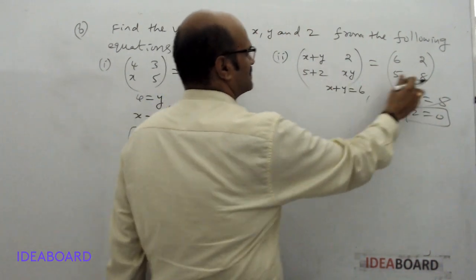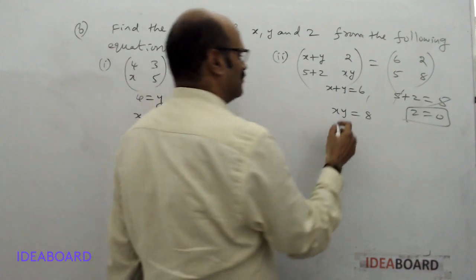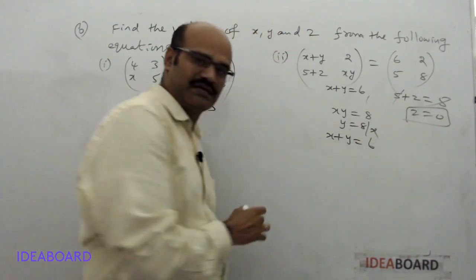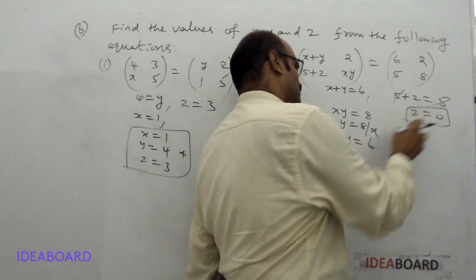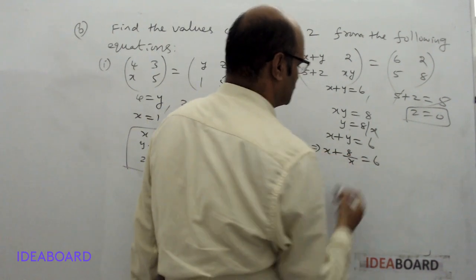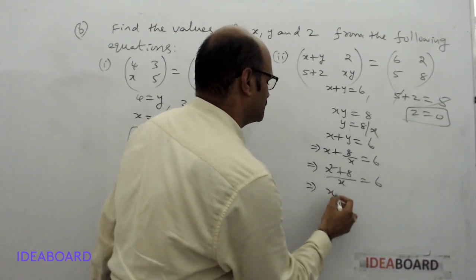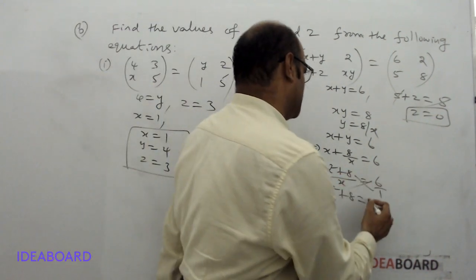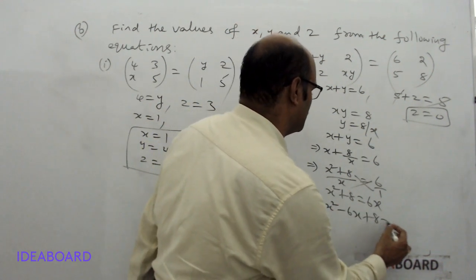Here xy equal to 8. It implies y equal to 8 by x. Now we have x plus y equal to 6. Now we have to find the values of x and y. Already we got z value, z equal to 0. So take y equal to 8 by x, so x plus 8 by x equal to 6. It implies x square plus 8 by x equal to 6. X square plus 8 equal to 6x, cross multiply. It implies x square minus 6x plus 8 equal to 0.